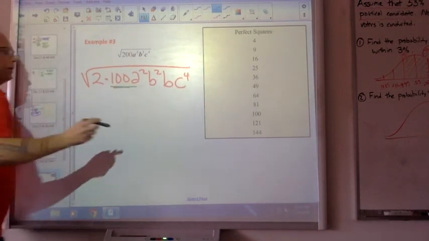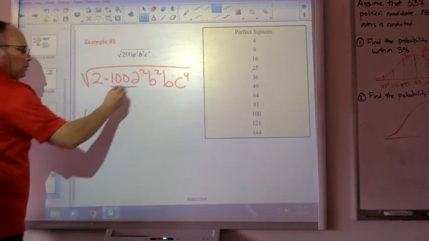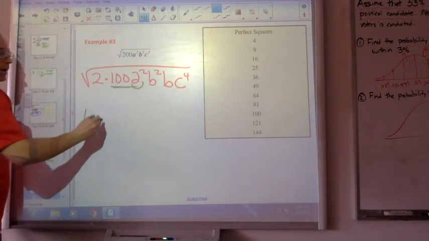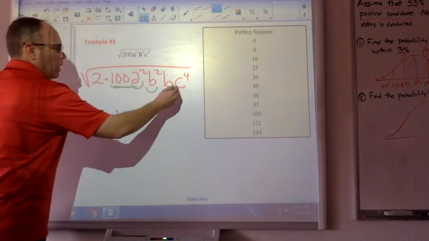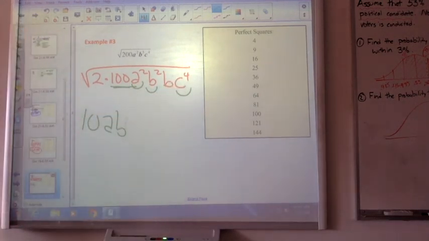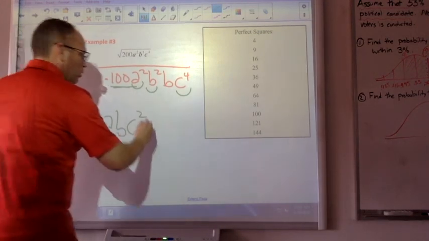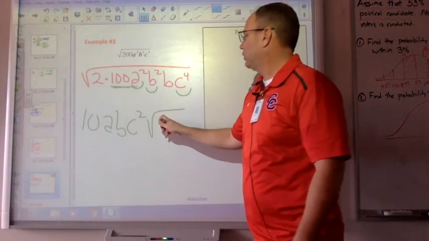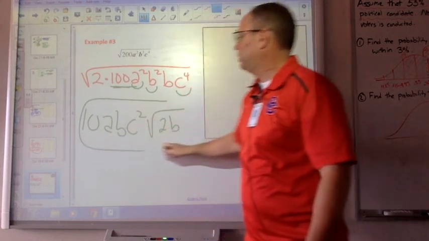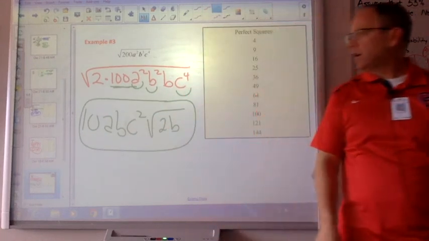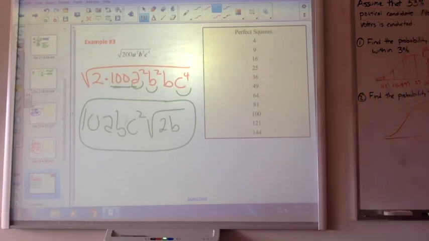What's the square root of 100? 10. What's the square root of a squared? A. What's the square root of b squared? B. What's the square root of c to the fourth? C to the second. What's left behind? A 2 and a b? Agree? So 10abc squared radical 2b, or square root 2b.